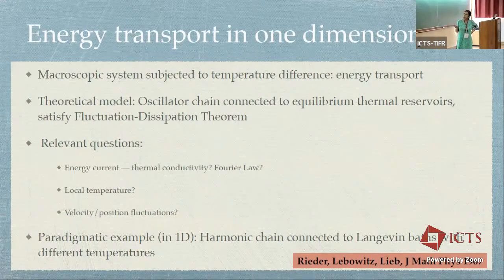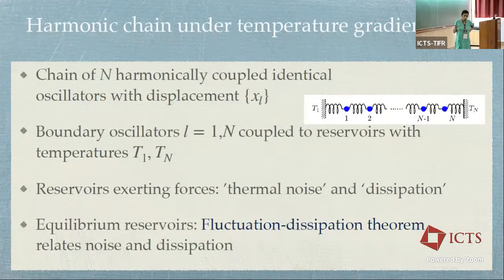So the questions that are usually asked are: what is the amount of the energy current flowing? How is the thermal conductivity behaving? Is there a Fourier law? What is the local temperature, and how do the velocity or local position fluctuate? Okay. The first paradigmatic example in 1D was considered by Rieder, Lebowitz, and Lieb long back in 1967, where they used a model of a harmonic chain. These are just harmonic oscillators connected to nearest neighbors, and the boundary oscillators are connected to some thermal reservoirs. I'll talk a bit more about what these reservoirs are.